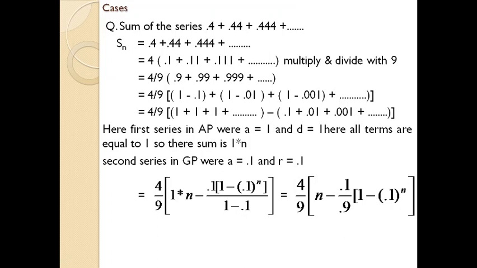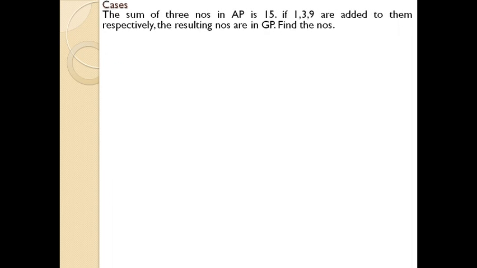I hope you understand the concept. Let's deal with some other cases. Here, the sum of three numbers in arithmetic progression is 15. If 1, 3, 9 are added to them respectively, the resulting numbers are in geometry progression. Find the numbers.